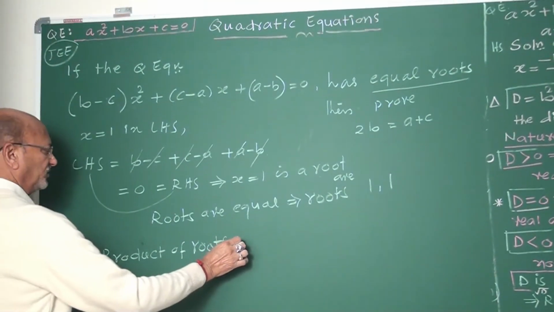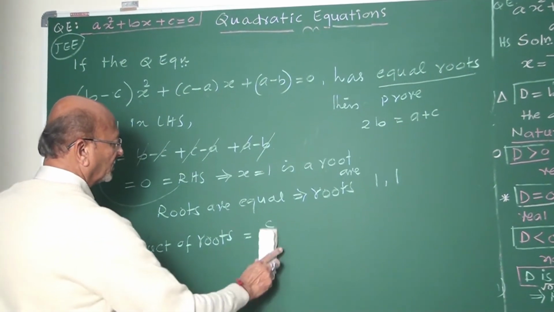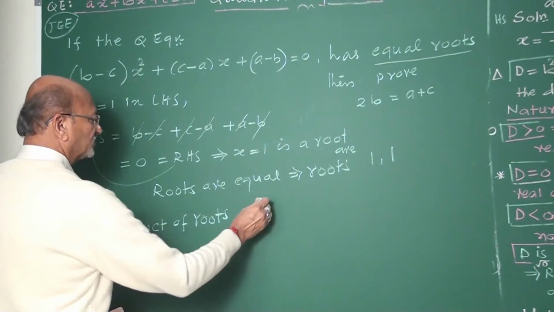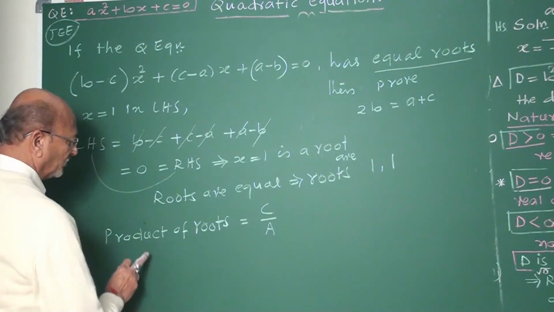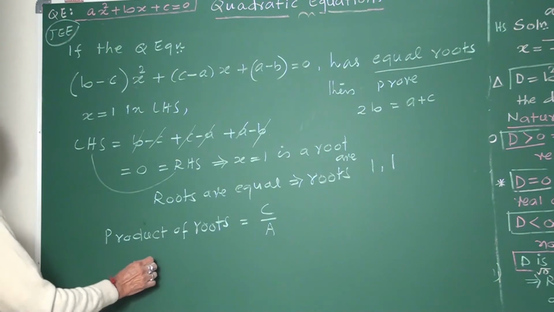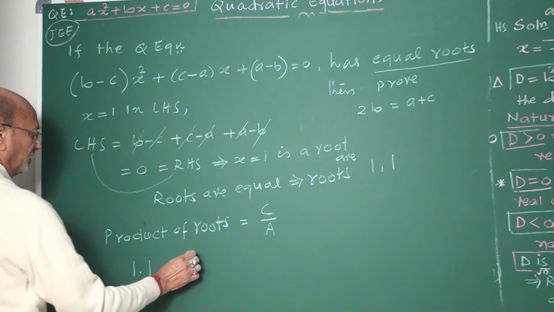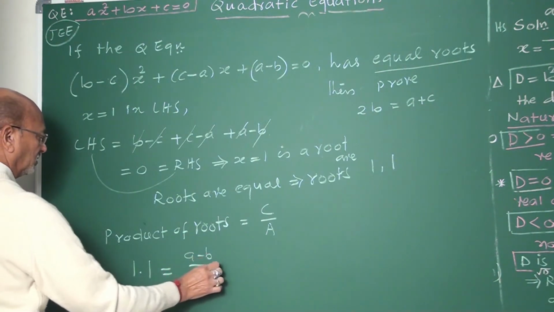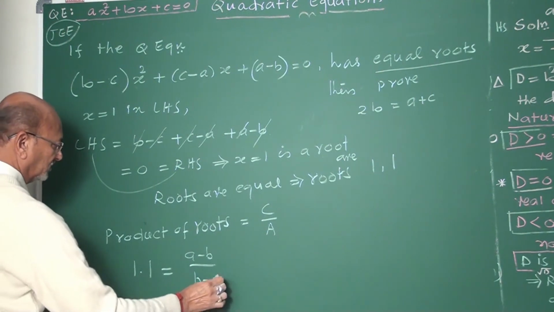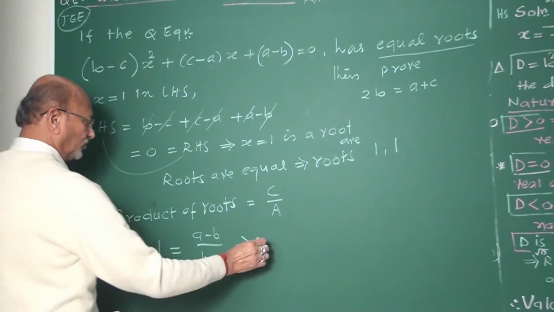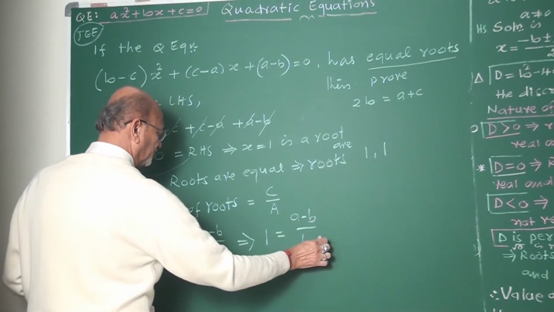Product of roots. See, what is it? C by A. I take here not the small letters, but capital letters. Then what is the product of the roots? 1 into 1 equal to C, the constant term, A minus B, divided by A, the coefficient, B minus C. My friend, this gives 1 equal to (A minus B) upon (B minus C).